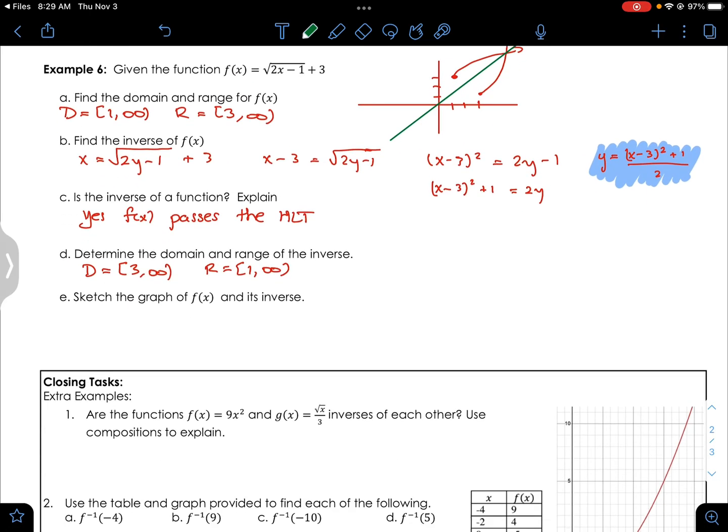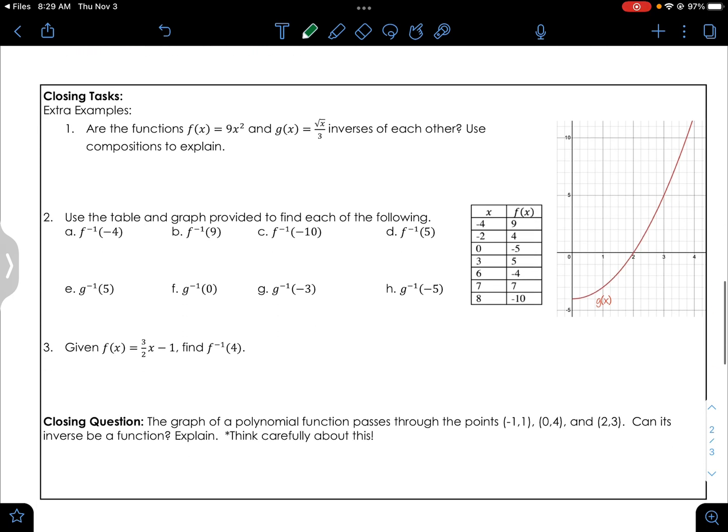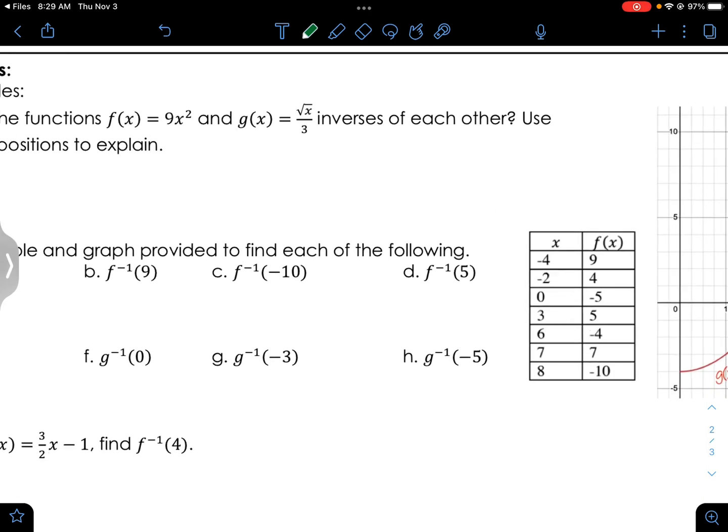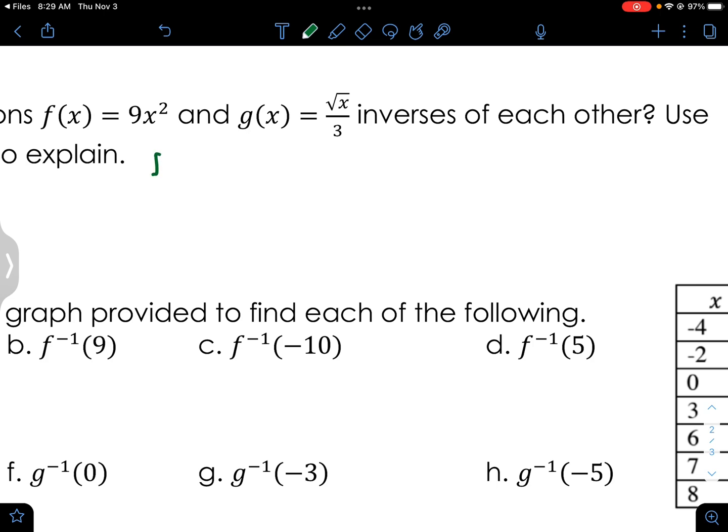All right. And then looking at a few more examples: are the functions 9x squared and the square root of x divided by 3 inverses of each other? Use compositions to explain. So you'd find f of g of x first. You'd be plugging g into f, so you'd have 9 times the square root of x over 3, squared. And that would give you 9x over 9, which would be equal to just x.